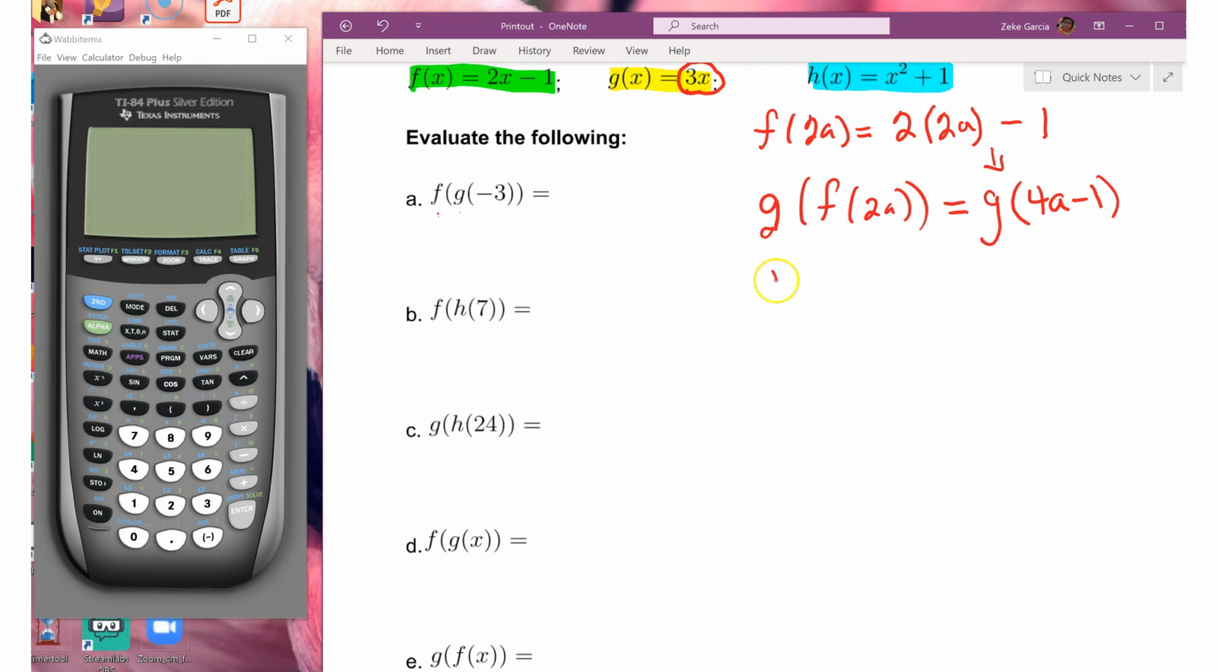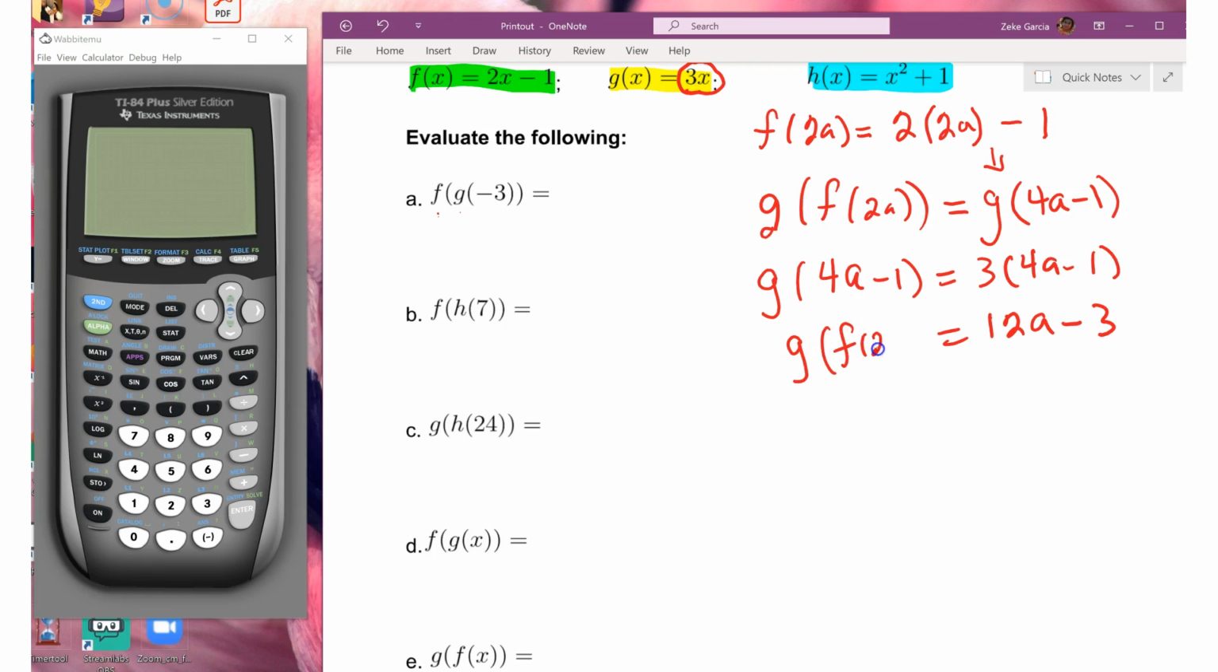So you go to g. The input is 4a minus 1. So you have 3 times 4a minus 1. So you get 3 times 4a gives you 12a minus 3. So what can we conclude? G of f of 2a is equal to 12a minus 3.